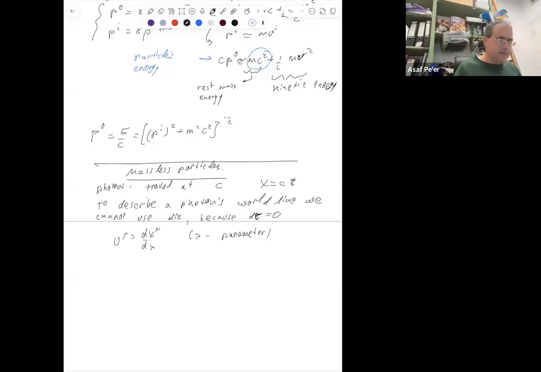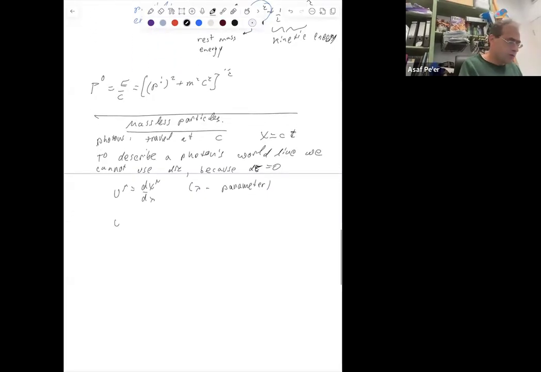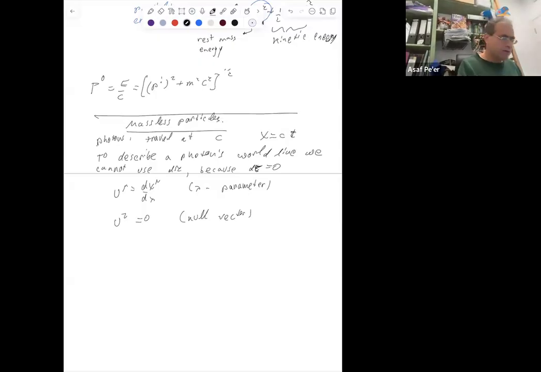Of course, the four-velocity is a null vector. The u squared is equal to 0. And if there are no forces, of course, there is no acceleration. Du over d lambda is equal to 0. Right, so this is the photon's equation of motion.